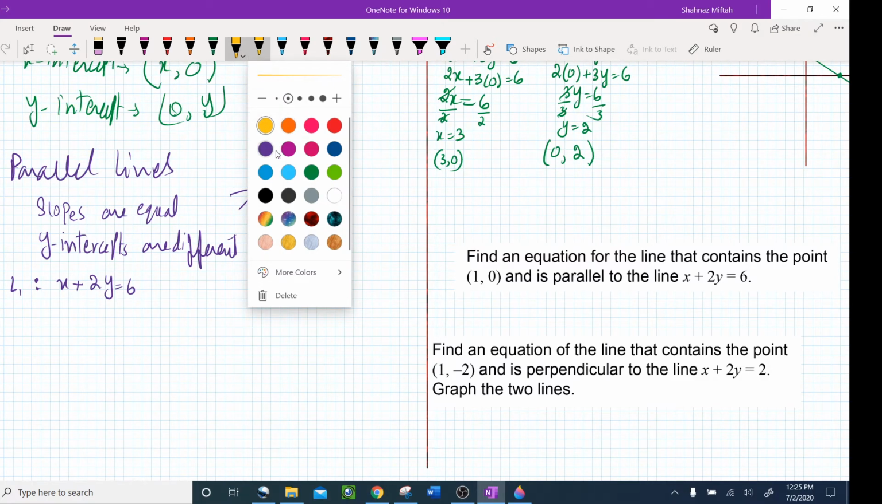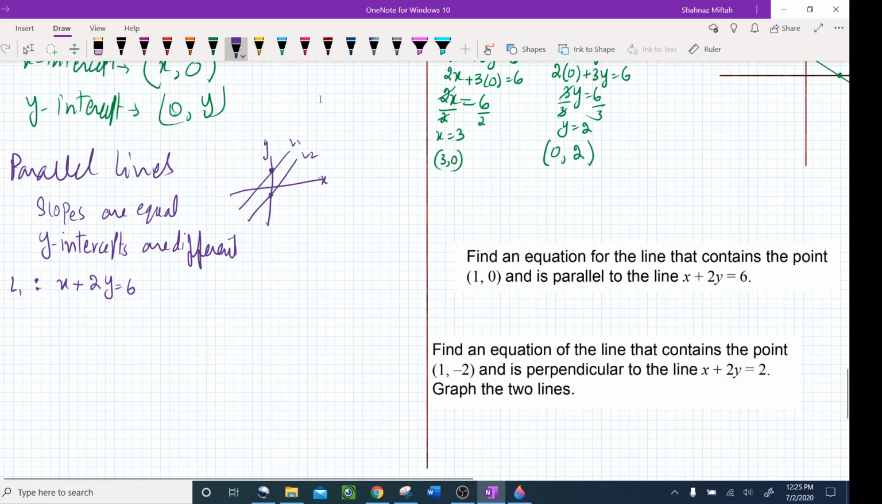And line 2. Line 2 is 2x plus 4y equals 0. That's line 1, that's line 2. So let's figure it out. We can show whether these two lines are parallel or not without graphing them, okay?